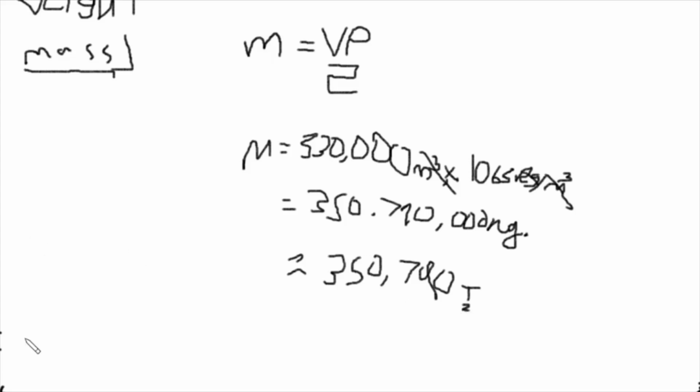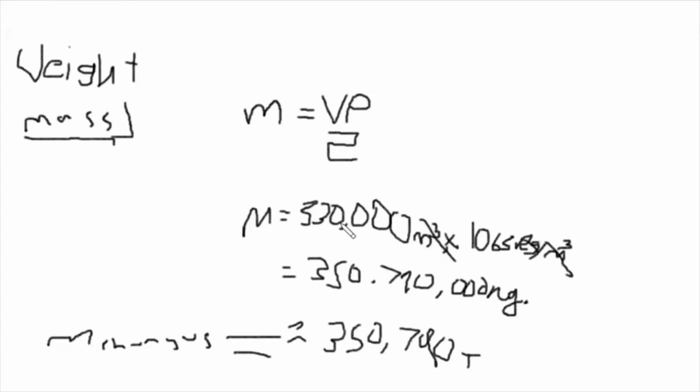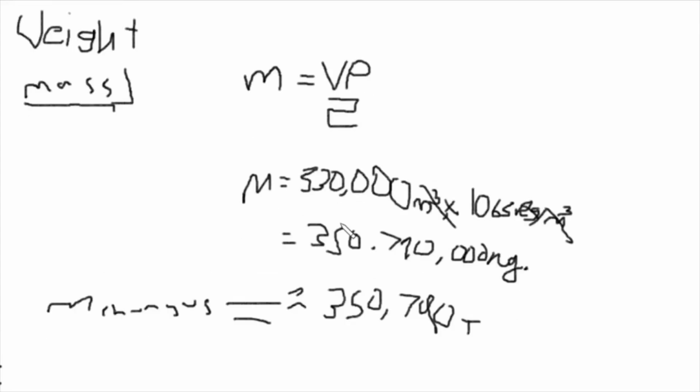There's your final answer. So, the mass of Big Chungus is equal to 350,790 tons. I hope this explored some valuable concepts.